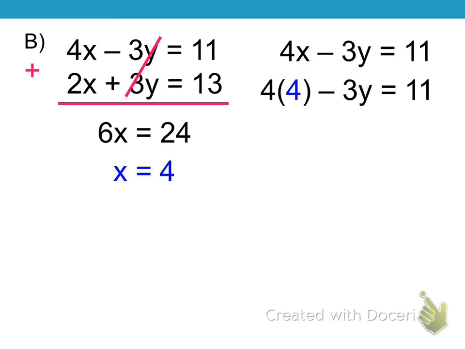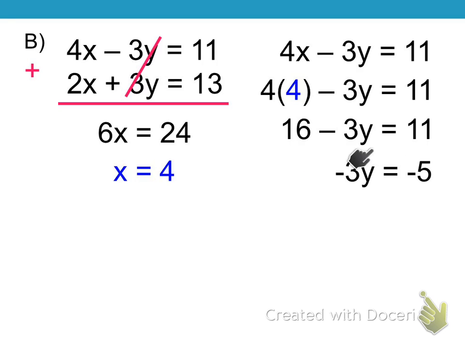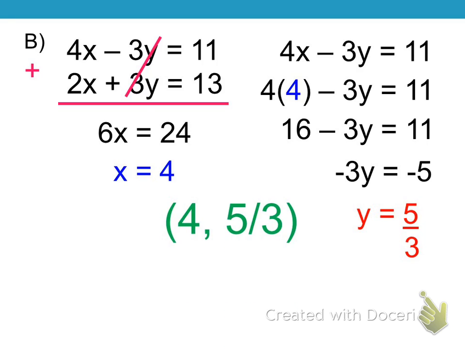All right, what's 4 times 4? 16. What's 11 minus 16? Negative 5. I just subtracted 16 from both sides. And then we have to do what? Divide both sides by negative 3. What's negative 5 divided by negative 3? Just 5/3. Good. So my answer is 4, 5/3. Don't forget the parentheses around these. These are all ordered pairs. Questions?